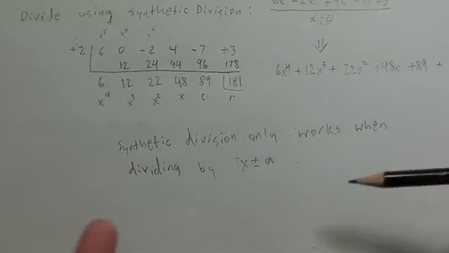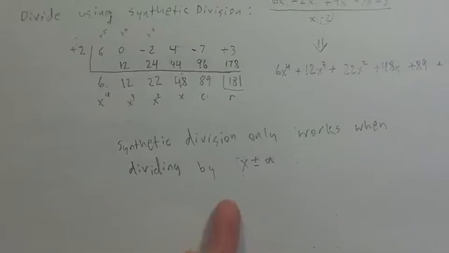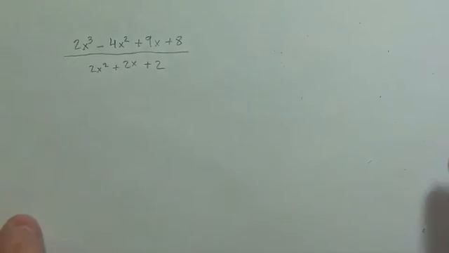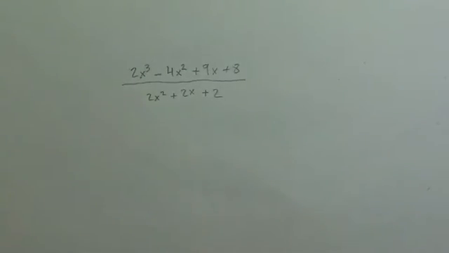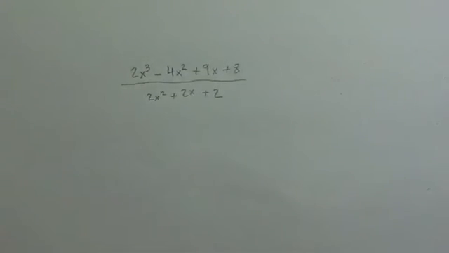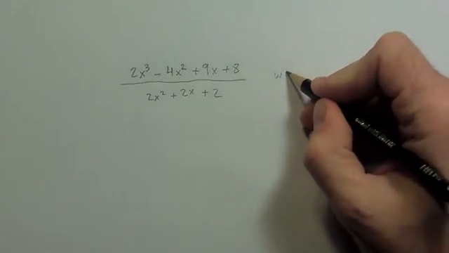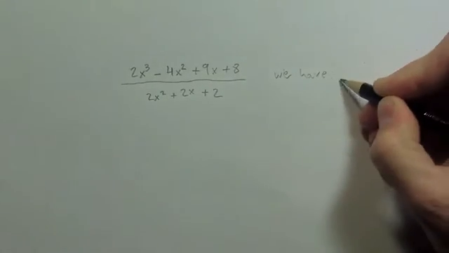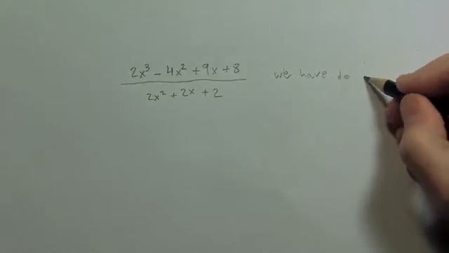Okay, so if we're dividing by something different than this, well, guess what? We're going to have to go back to long division. Like say, for example, this 2x cubed minus 4x squared plus 9x plus 8 divided by 2x squared plus 2x plus 2. We have to use long division here.